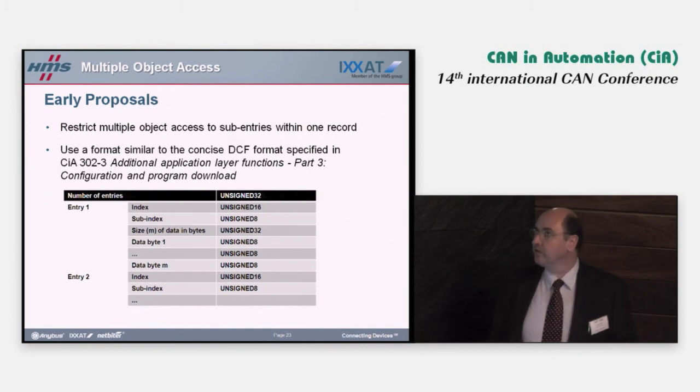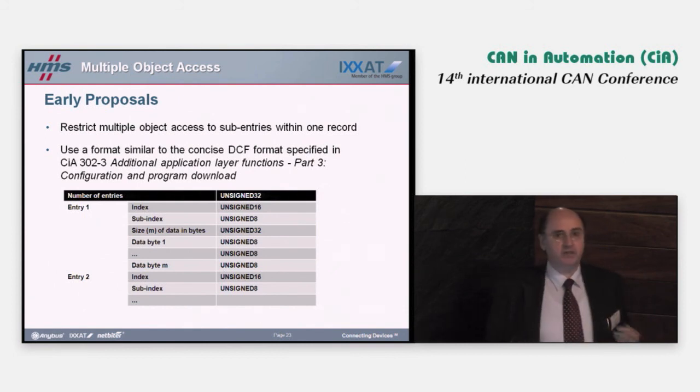in a phone conference, is to use something which is similar to this concise device configuration file stream data format, where you have essentially the number of entries, and then for each entry you give index, subindex, size of the data field in bytes, and then the individual data bytes.